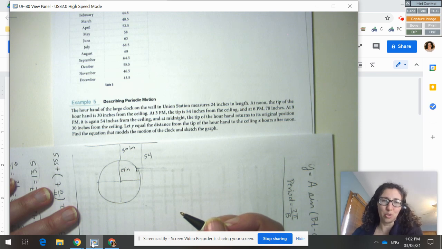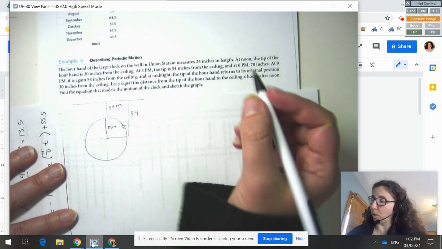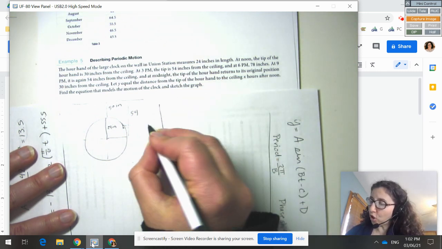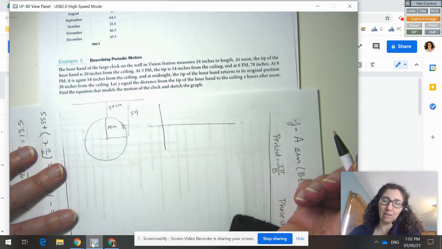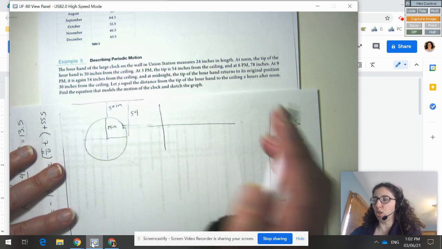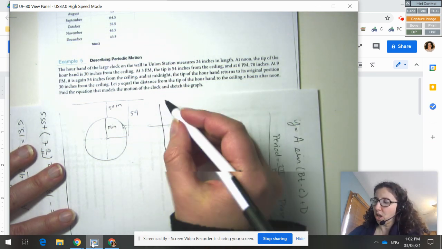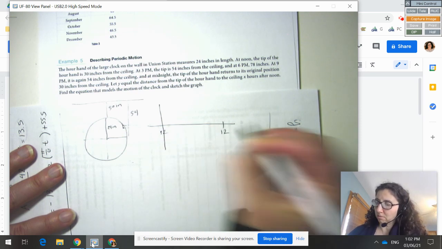So this is a little bit contrived, right? Why would you actually want to model this? But here we are in a trig class, so we're going to do it. I think a good place to start with these is always with a little sketch of your graph to give you an idea of what kind of trig function you're going to use, what your vertical shift is going to look like. So here we are at noon, and then here we are at midnight, right?